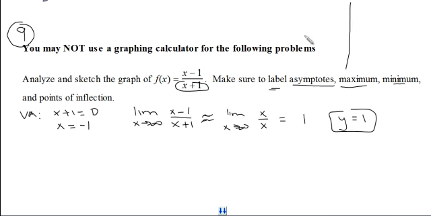So if I kind of sketch it, since my vertical asymptote is x equals -1, that means at -1 I'm going to have a vertical asymptote, and y equals 1, I'm going to have a horizontal asymptote.